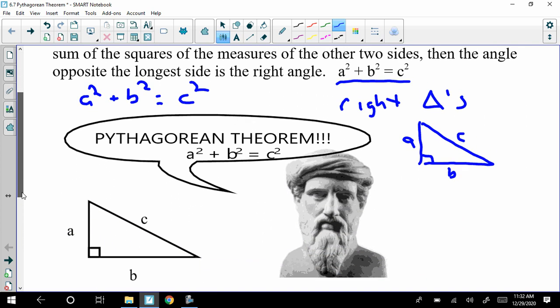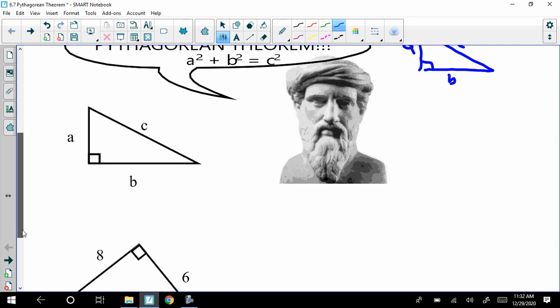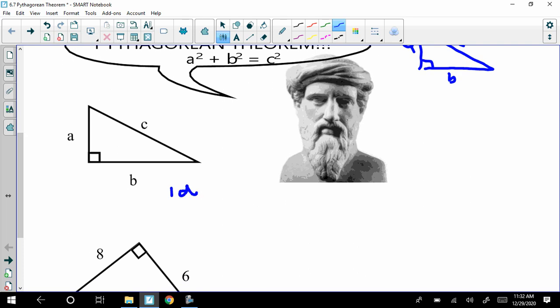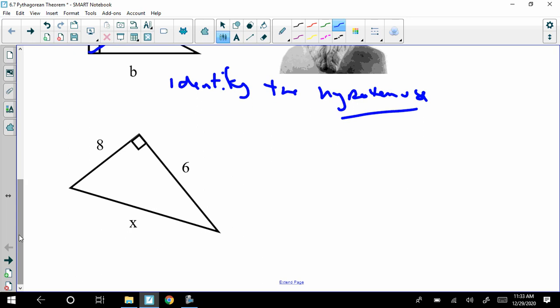So Pythagorean theorem, a squared plus b squared equals c squared. You have to be careful to make sure you identify the hypotenuse first. So always identify the hypotenuse. Figure out which one's the hypotenuse. It's opposite the right angle. What do we mean by opposite? We'll draw a line straight through the angle. What side does it touch? Opposite side.